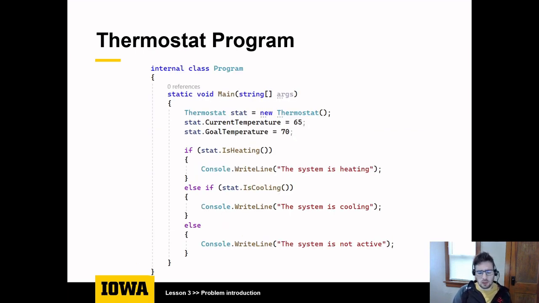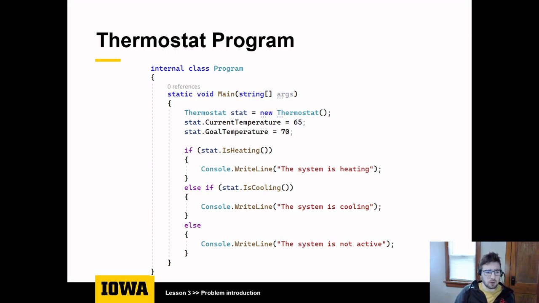Okay, so from where we left off, hopefully this program should make sense to you. So we have a stat variable. The stat variable is of type thermostat, and as with most thermostats, it can read a current temperature. So we have a current temperature of 65, and then it has a goal temperature. And then all you do with the thermostat object here is determine if we're heating or cooling, or if we're not doing either of those things.